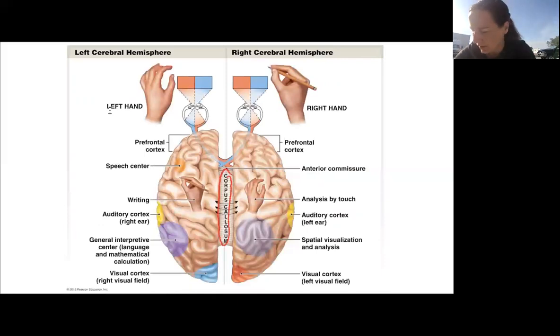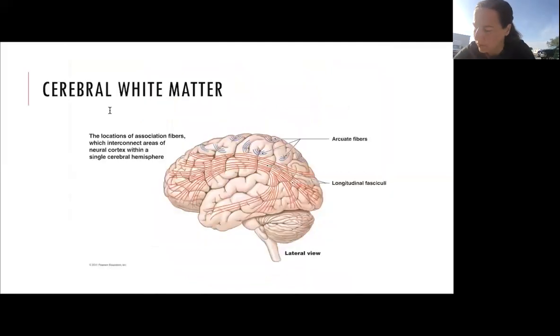If we are talking more about right brain and left brain people, language, math, and writing are all associated with that side. And on the other side, spatial analysis and visual would be the more right-brained side. If we compare the two, the white matter is going to have fibers.